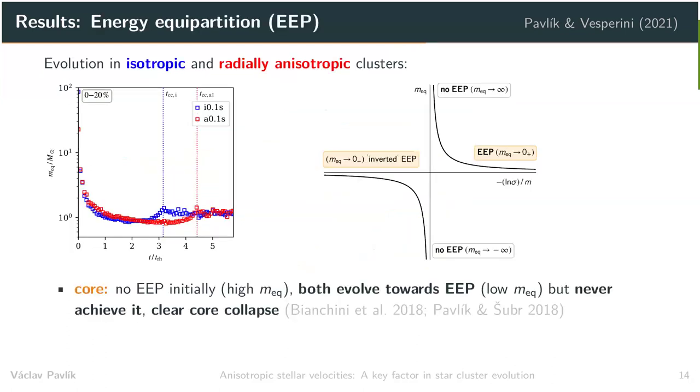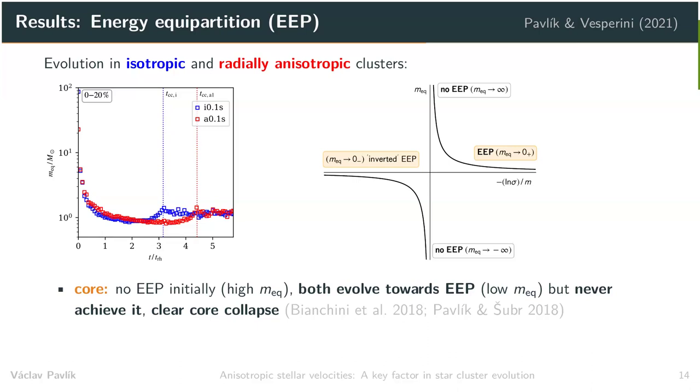The second important result: remember what the parameter MEQ, the equipartition mass, is, and how it evolves in the central region. Here I compare isotropic in blue again with the radial anisotropic cluster in red. You start really high, basically infinity, right? 100 is basically infinity on this scale because your masses are 1.1 to 1. So you start with no equipartition in the system, and your parameter MEQ is decreasing, which means the cluster is evolving towards equipartition. Then you hit core collapse.